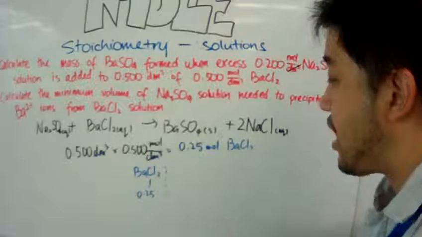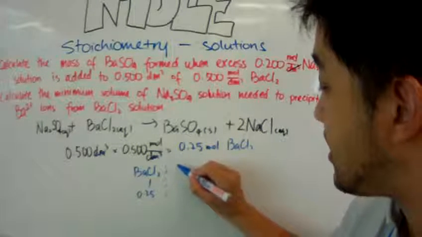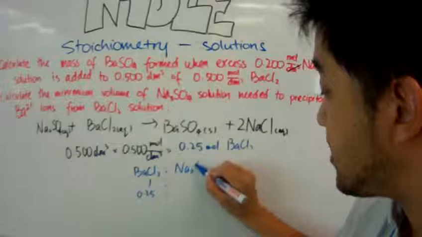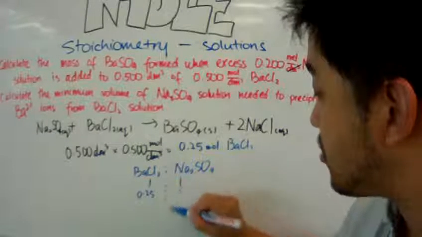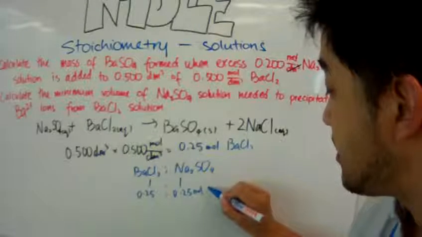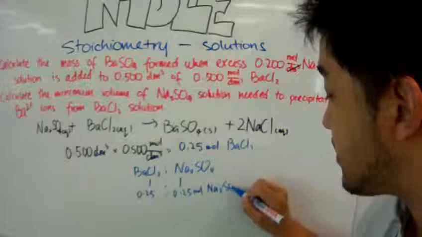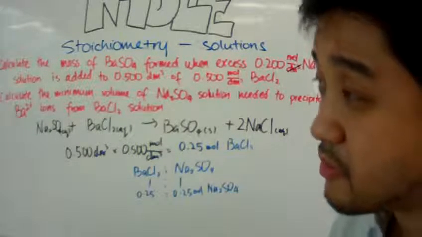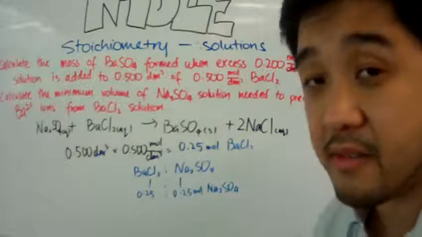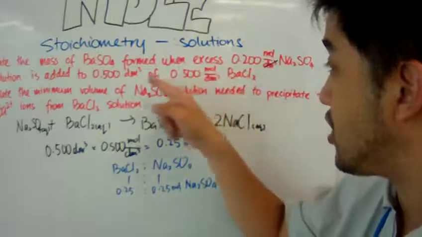So now we're going to compare the stoichiometric ratio, the molar ratio between barium chloride and sodium sulfate. Again, it's the one-to-one relationship, so I have also used 0.25 moles of sodium sulfate. That's the minimum amount of moles of sodium sulfate that I used. Now convert that to volume, okay?